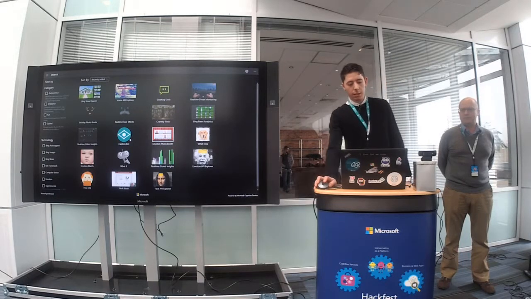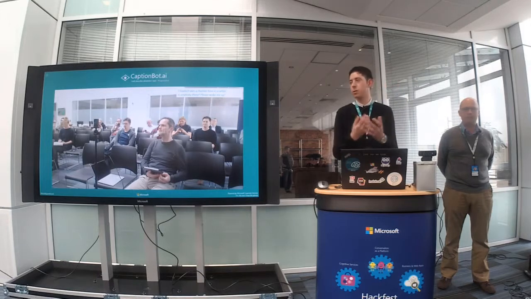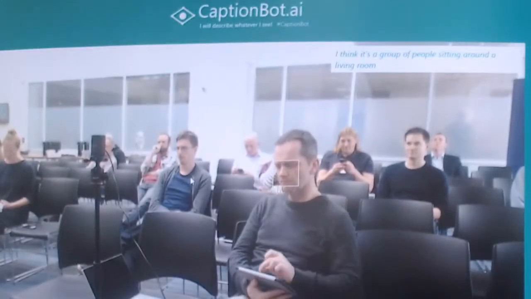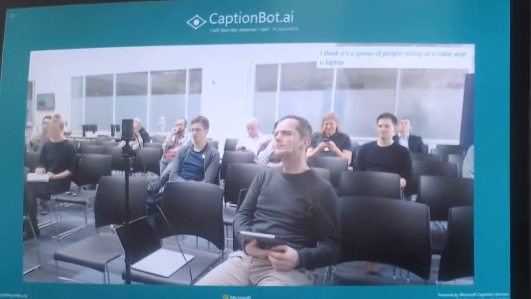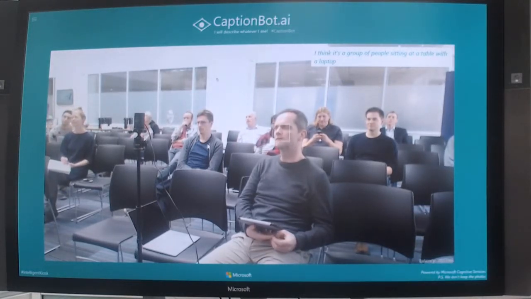Okay, so we also have the Caption by AI, which is able to detect using both computer vision and natural language to be able to analyze images and then return a caption of what it believes it's seen. So for this, as it's looking at you guys, it says it's a group of people sitting at a table with a laptop, which is fairly close, seeing as there's a few laptops around and there's a few people.